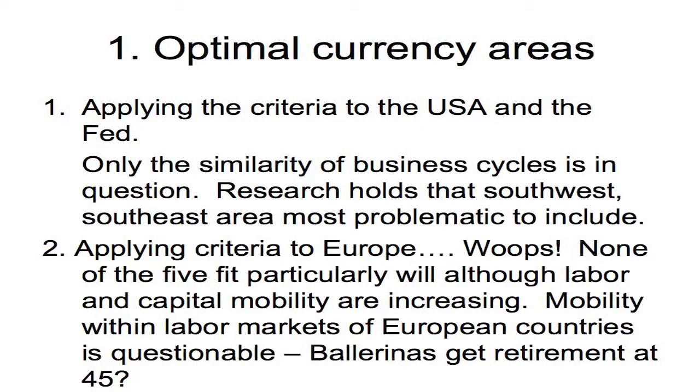Okay, if we take a look at the United States and we apply those criteria to our regions, the similarity of the business cycle is in question. And if you get really narrow, economists doing very narrow economic research on the regional business cycles and their differences, the Southwest, the Southeast are kind of problematic. That is, we do have some systematic differences in business cycles. But overall, the U.S. fits the criteria for an optimal currency area pretty well.